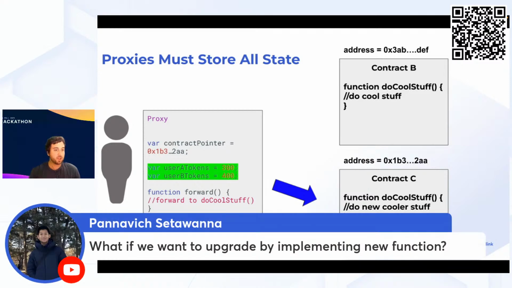What if we want to upgrade by implementing new functions? This allows that. Once you deploy a smart contract, you can't change it, right? Like once we deploy proxy, we can't add another function to proxy in general, other than forward. But we're going to talk about the specifics of how we can add functionality from contract B to contract C. Like if we want to add a new function, you can definitely do that.